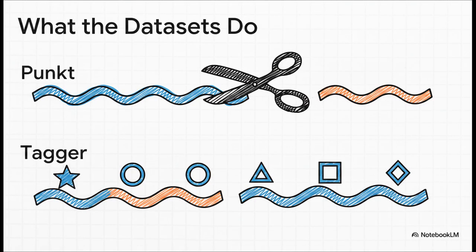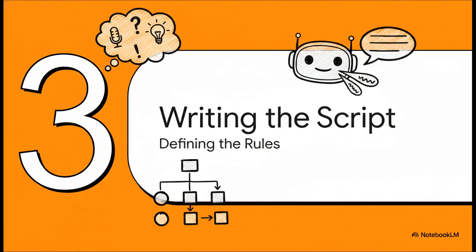So what do those downloads actually do? It's simpler than it sounds. Think of Punkt as a little paper shredder for sentences. It just chops a sentence up into individual words, or tokens as they're called. Then, the tagger goes through those words and labels them. This one's a noun, that one's a verb, this is an adjective. Simple as that. Okay, all the technical setup is done.